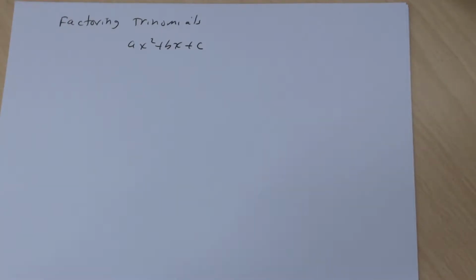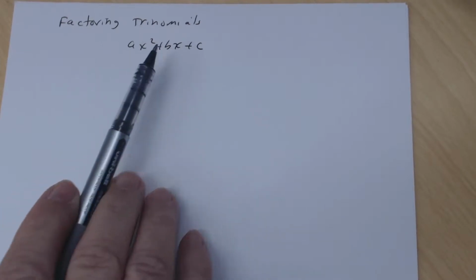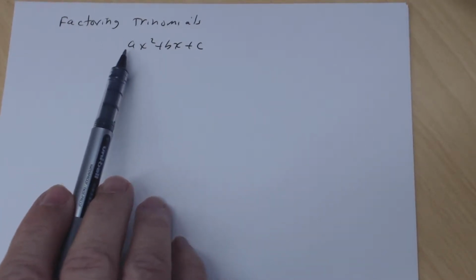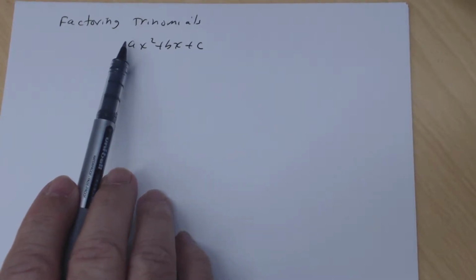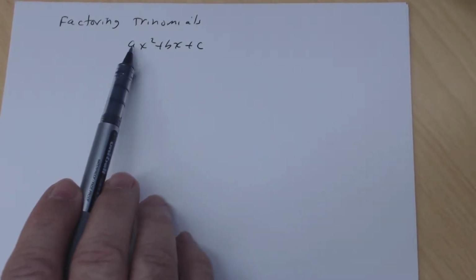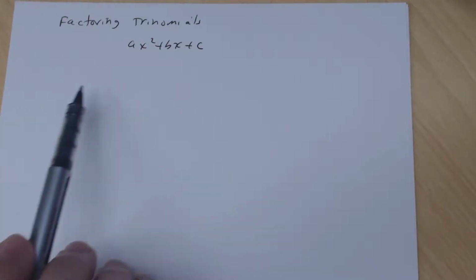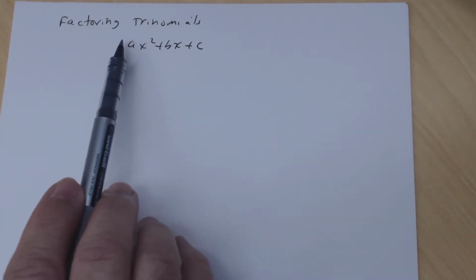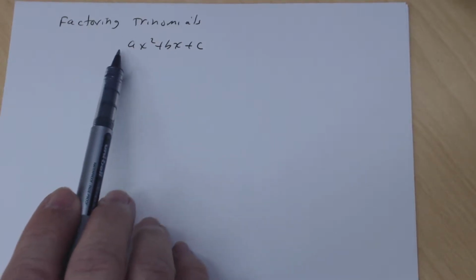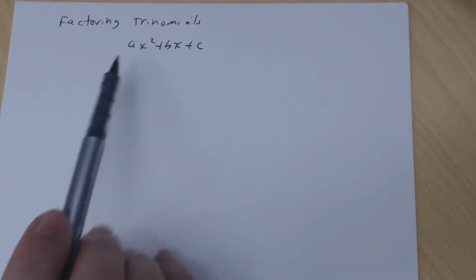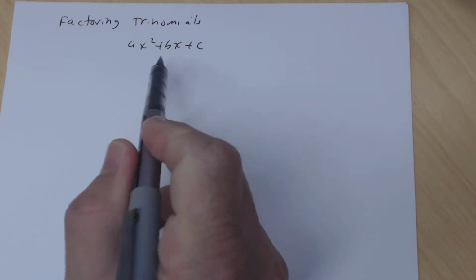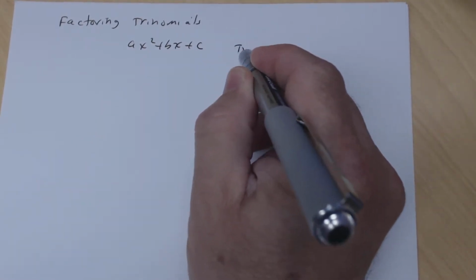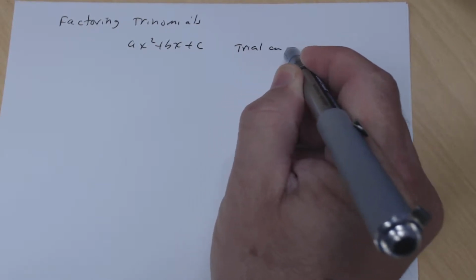Okay, so in this lesson, we're going to factor trinomials where the leading coefficient is something other than 1. In the last lesson, the coefficient of x squared was 1. And in this lesson, the coefficient will be something other than 1. In this section, we're going to factor these trinomials using what we sometimes call trial and error.